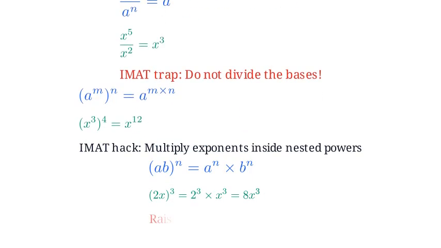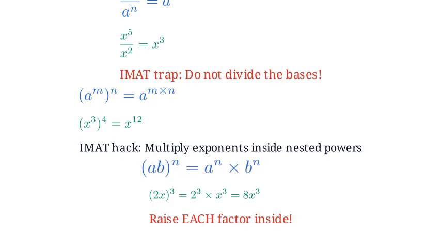Law 4 is the product to a power rule. When a product sits inside parentheses with an exponent outside, apply the exponent to every factor inside. So (a times b)^n equals a^n times b^n. Example, (2x) cubed equals 8x cubed. Do not forget to raise the coefficient, as well as the variable.